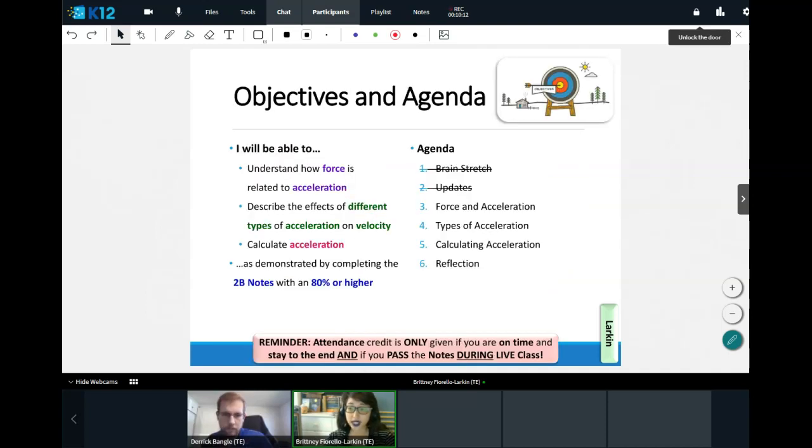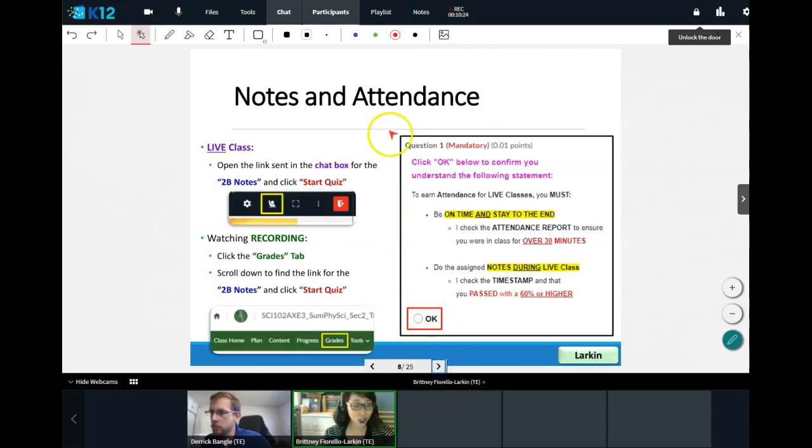So today we're going to take a look at how force is related to acceleration. We'll talk about the different types of acceleration and how those affect velocity, and we will also talk about how to actually calculate acceleration today. We are working on the 2B notes, so again, I do need your 2B notes open and ready to go.